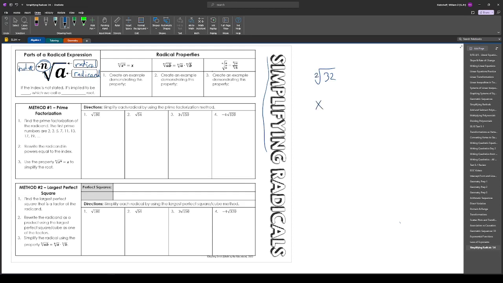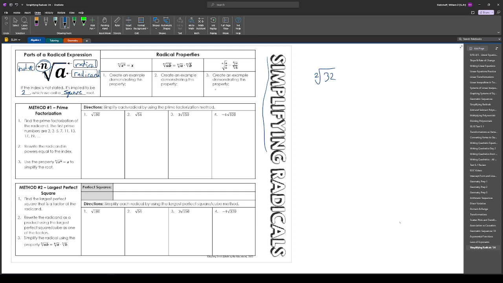Kind of like when we have x, we know that's x to the first. Or when we have 4, we know that's 4 out of 1. So there's a hidden 1 there, there's a hidden 1 there, there's a hidden 2 here. We assume it's a square root because that's the most common type of root that we use. So if the index isn't stated, it's implied to be 2, and we call that a square root, which you're already familiar with. So we can put a different number for that index.